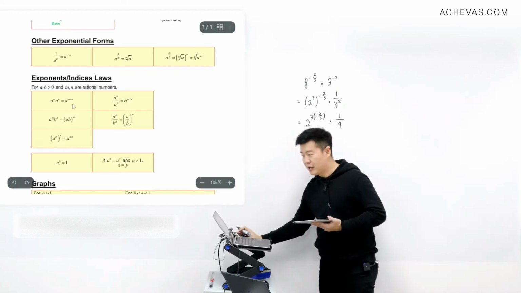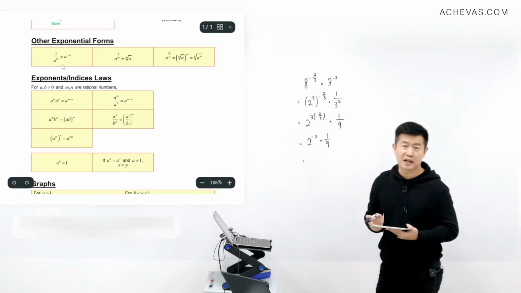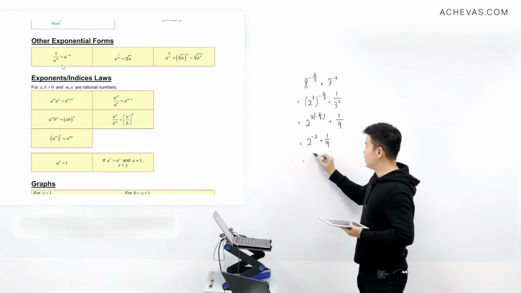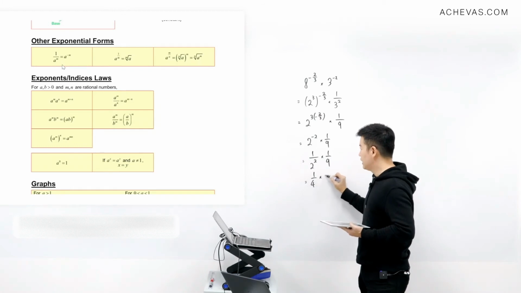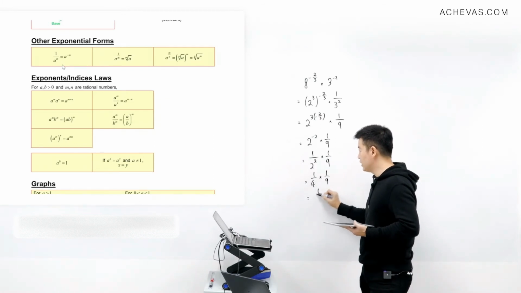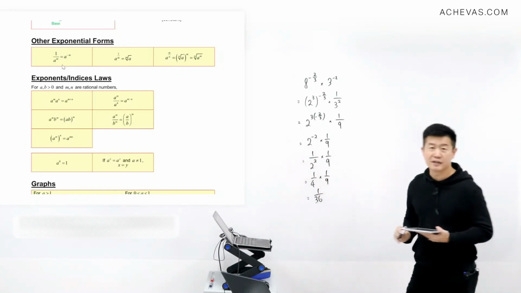And if I were to apply this form of exponential forms here, it is going to be 1 over 2 to the power of 2 times 1 over 9. This is going to be 1 over 4 times 1 over 9. And now we got it, 1 over 36.